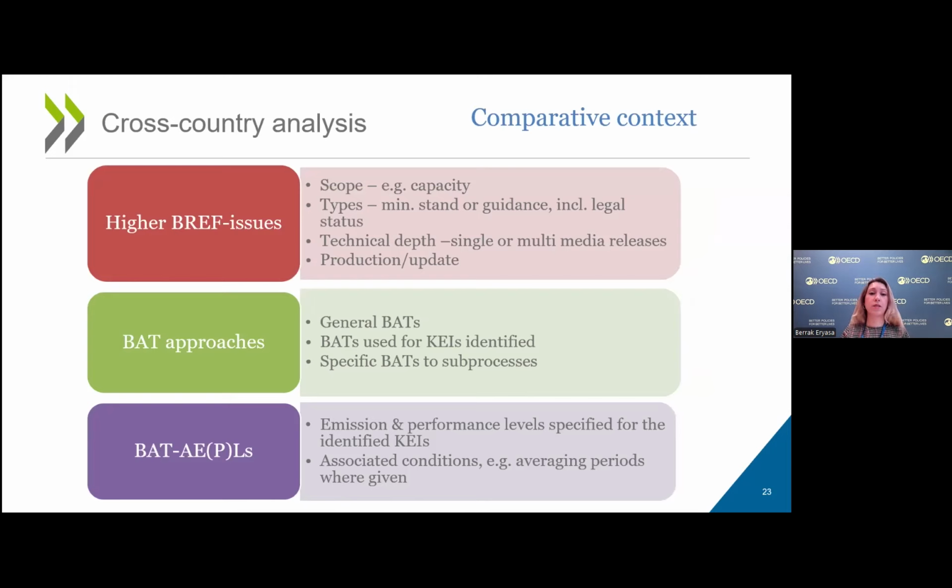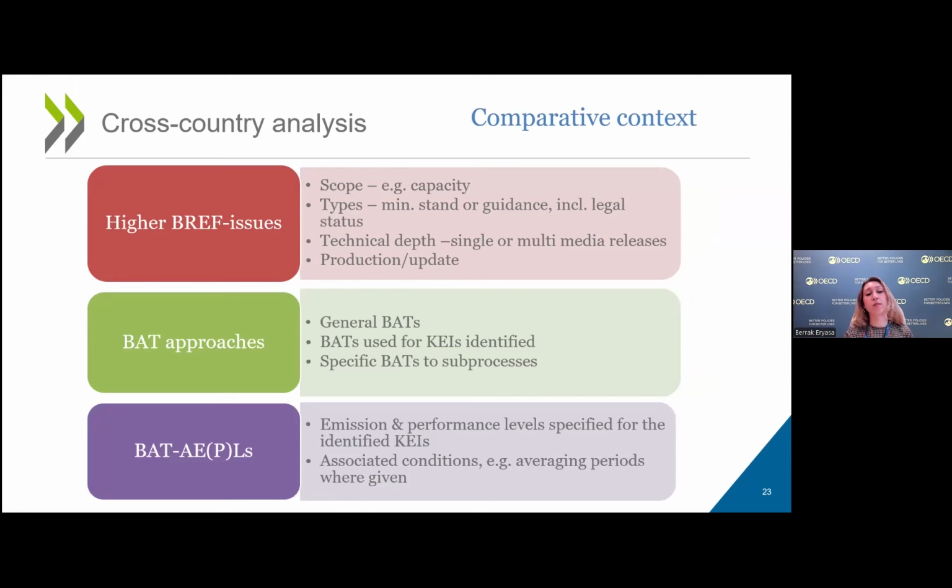For the cross-country analysis, we've essentially focused on 3 main segments, starting with higher BREF issues, in which we assess the qualitative aspects of the BREF documents, such as the scopes and the types, whether it is a minimum standard or guidance, as well as the technical data and production update cycles of those BREFs.